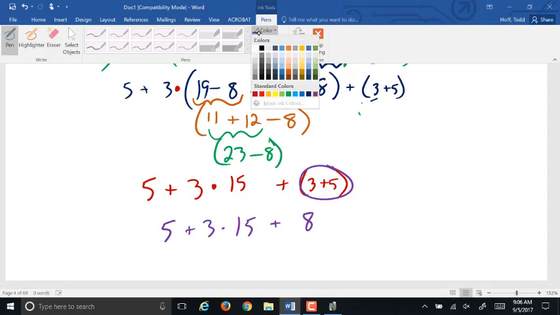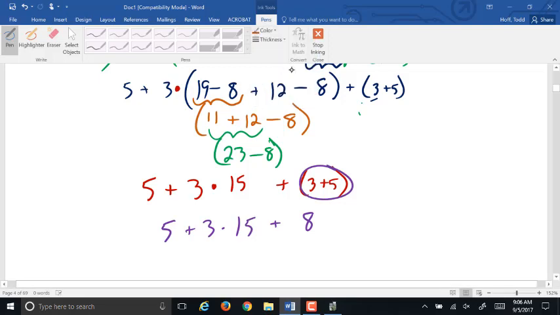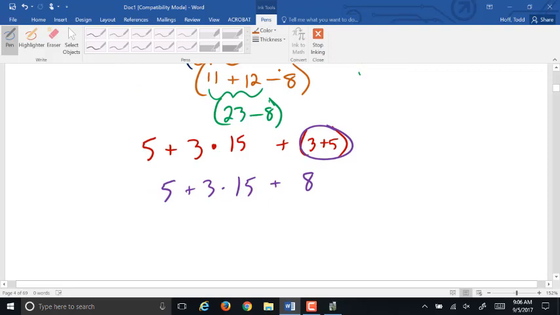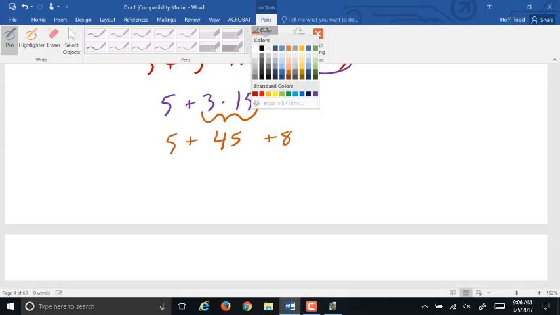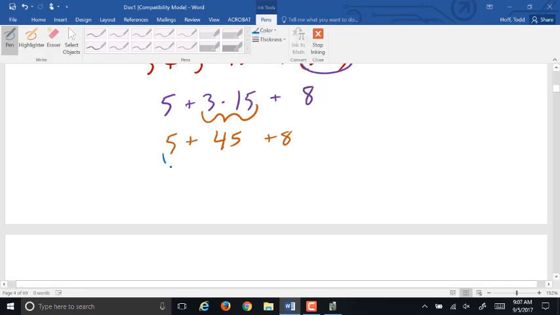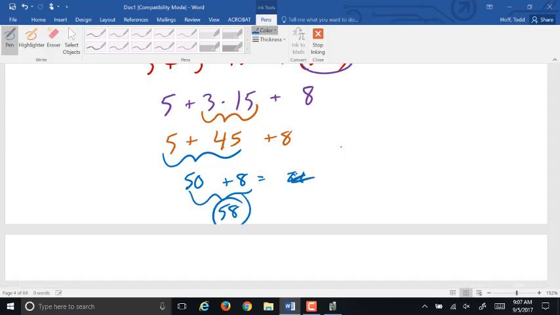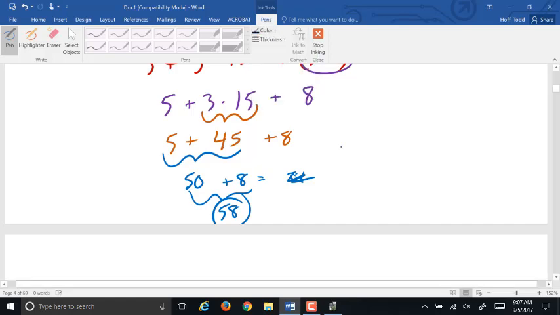Now there's no more enclosing symbols. Are there any exponents? No. Multiplication and division? Yes. 3 times 15 is 45. Now we're down to addition and subtraction. We're going to go left to right. 5 plus 45 is 50. Plus 8 is 58. So we get an answer of 58.